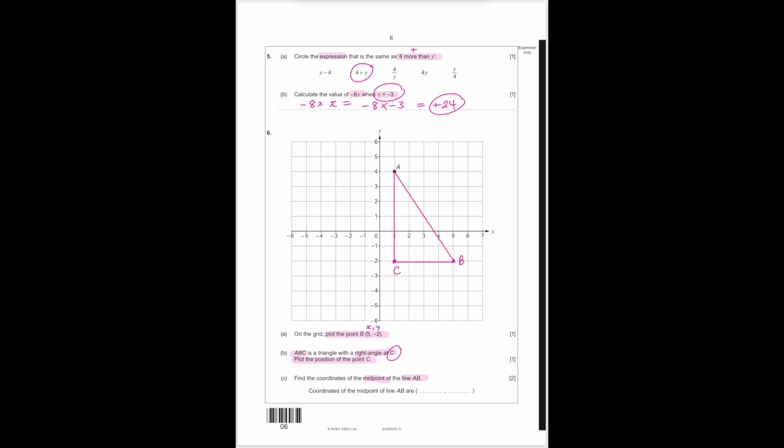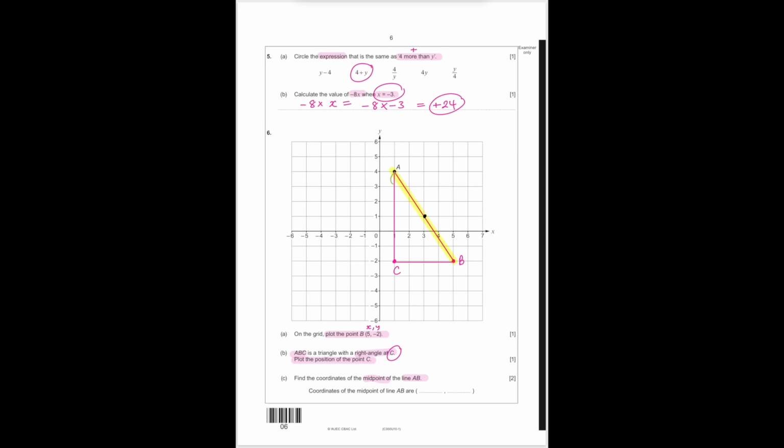And then part C, find the coordinates of the midpoint of the line AB. Okay, so we want the coordinates of the midpoint of this line. So there's a couple of ways you can do this. You can look at that line and see where the middle is. So I believe that that is the middle of the line there. So that would be the coordinate I'm reading off. If you can't see that, if you're not sure whether that's the middle or not, plot the journey to get from A to B.